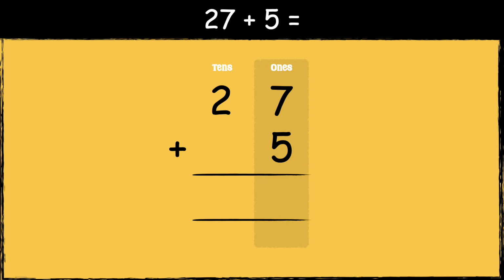So we start with the ones. 7 add 5 equals 12. We carry the 10 below in the tens column. Now we need to add the digits in the tens column, not forgetting about the 10 that we carried over. 2 add 1 equals 3. So the answer is 32.